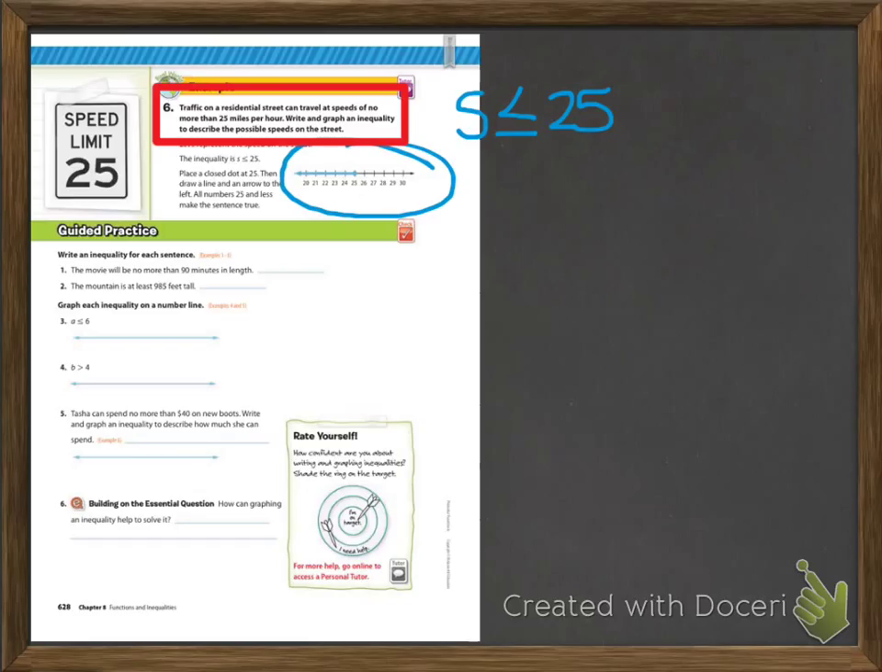So to finish this out, go ahead and work on the guided practice. I would like for you guys to work on questions 1 through 5, and I would also like for you to do the rate yourself this time. We'll see you guys back tomorrow.